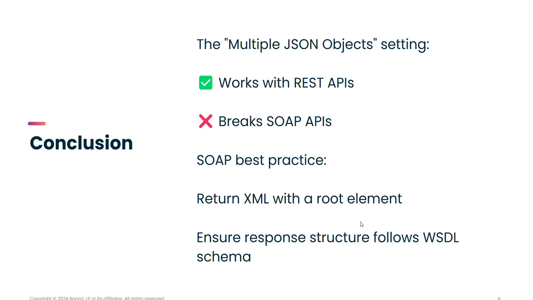Therefore, the multiple JSON objects setting works only for the REST, not for the SOAP APIs. Therefore, it is not supported in the web services server operation component. So, return XML with a root element and ensure the response structure follows the WSDL schema.